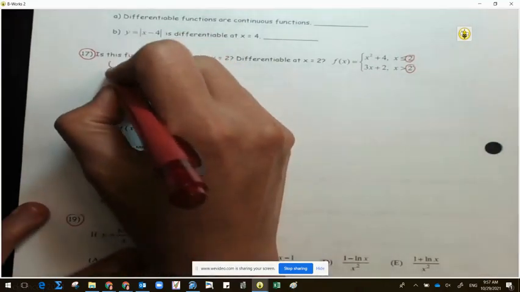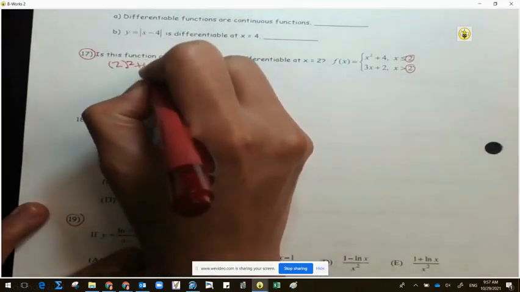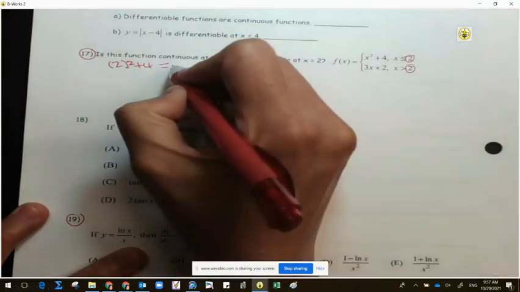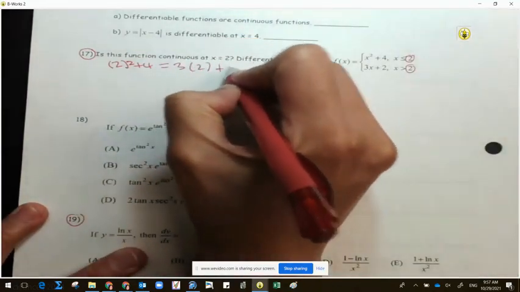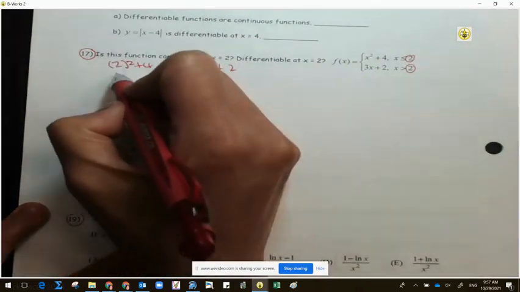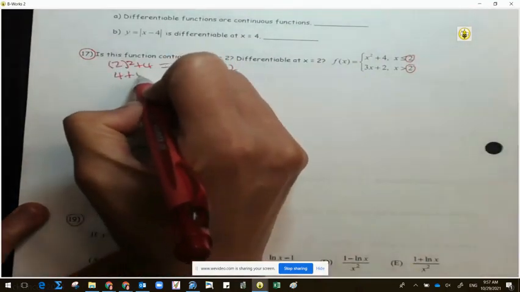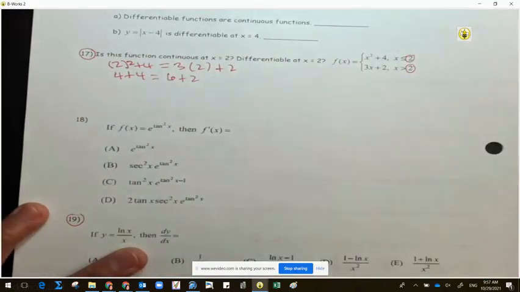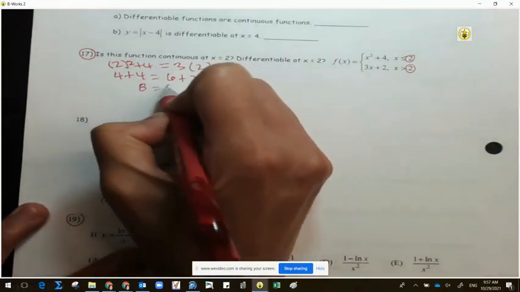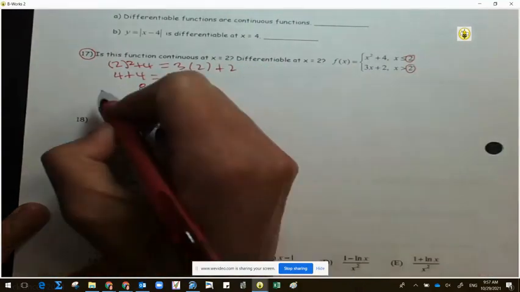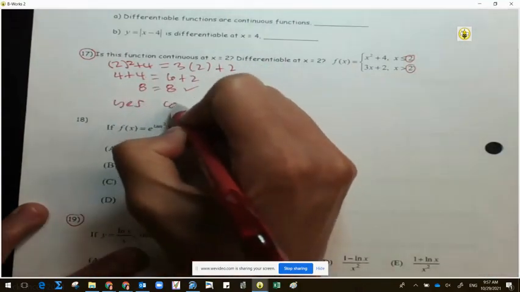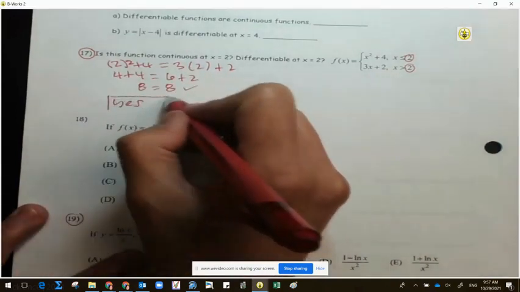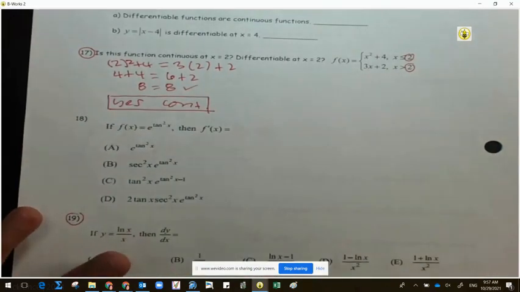Let's actually try that. We have 2 squared plus 4 should be equal to something. In this case, we have 3 times the 2 plus 2. So that gives me 4 plus 4, is that right? And then 6 plus 2. Are they actually equivalent? Yes. So we can write out, yes, it is continuous. And it asked that question, so let's box that as our answer.